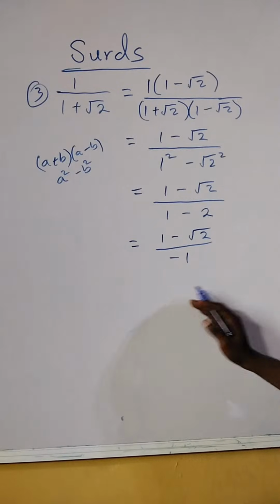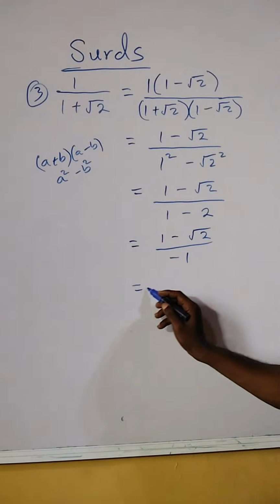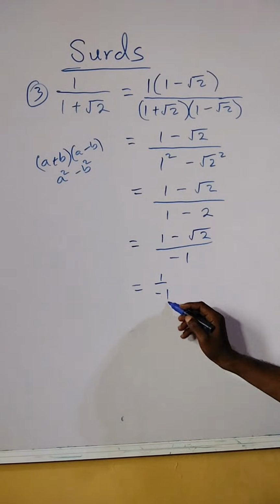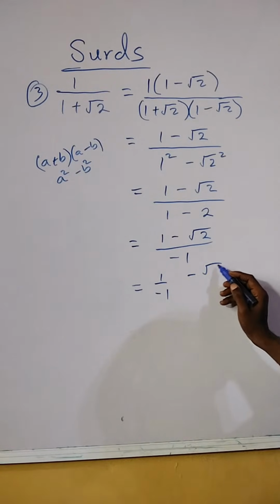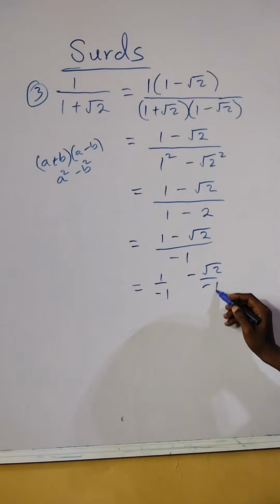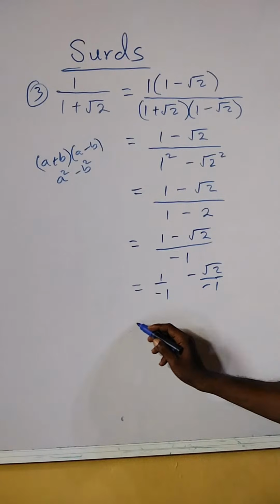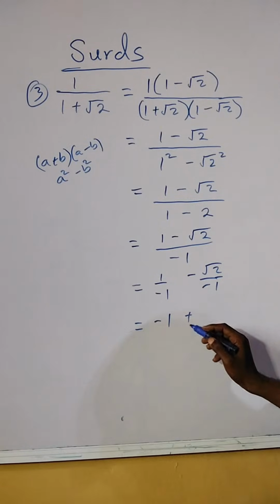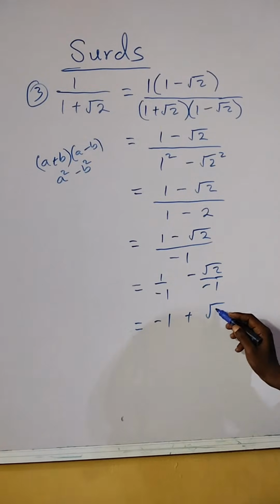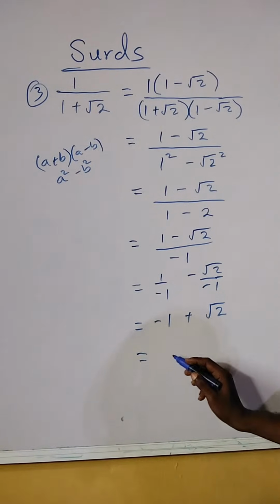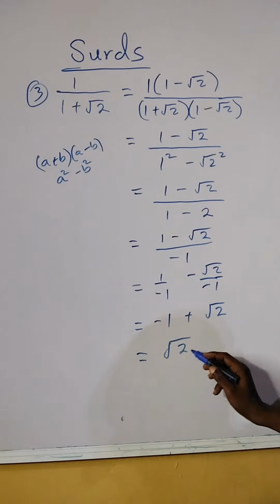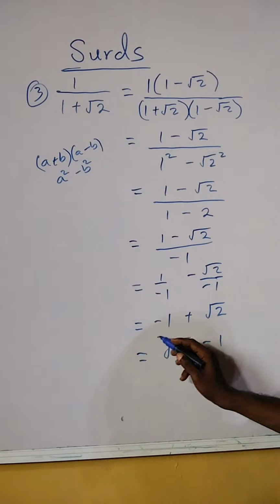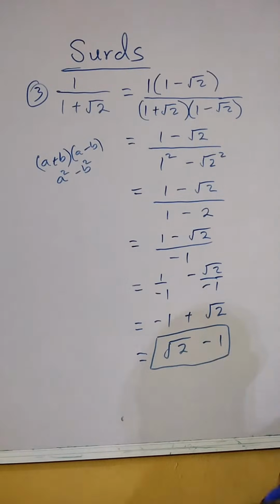Also, you can separate this into 2 fractions, and we have 1 over minus 1, then minus root 2 over minus 1. 1 over minus 1 is the same thing as minus 1. Then minus over minus is plus. Root 2 over 1, that's root 2. Or we can write it as root 2 minus 1. That is, here we have this as the simplified form of this given problem.